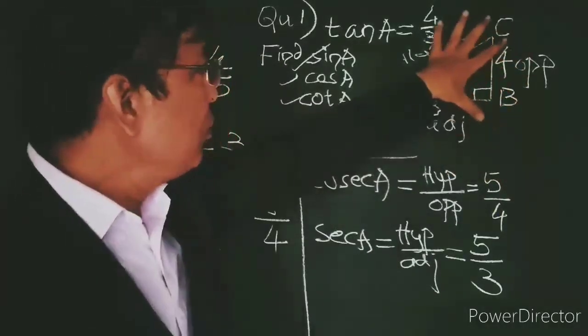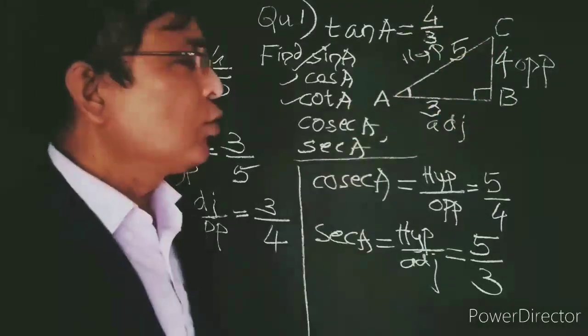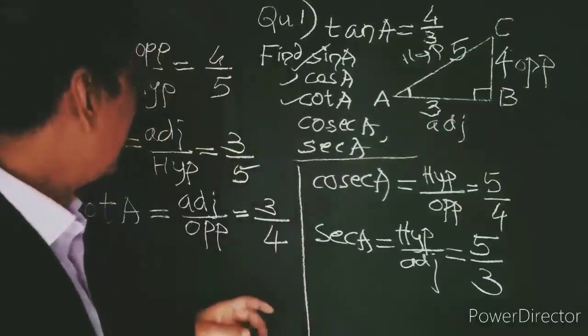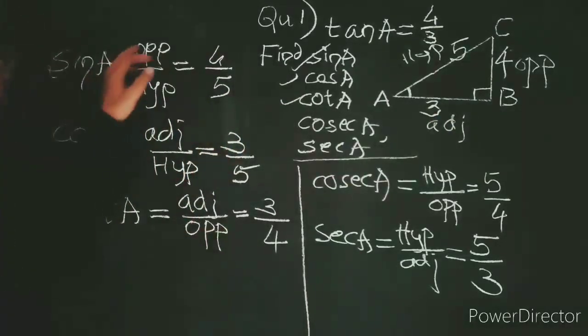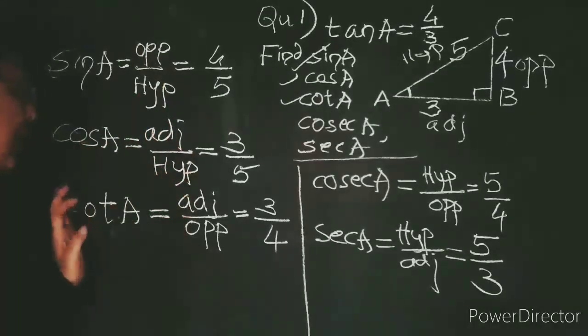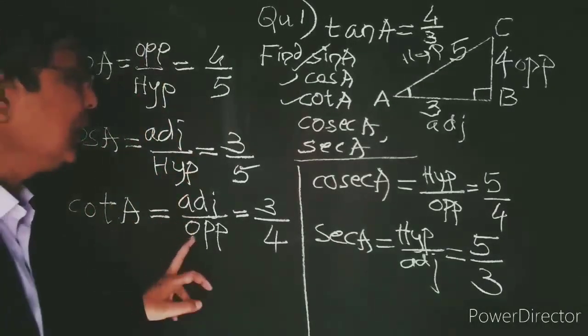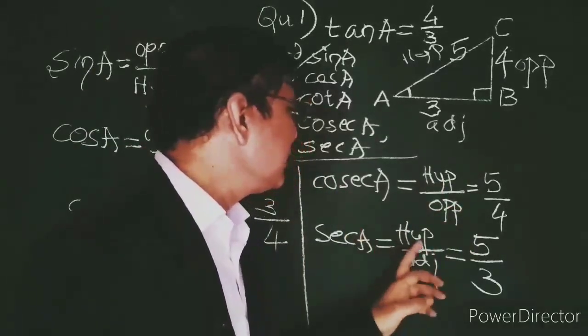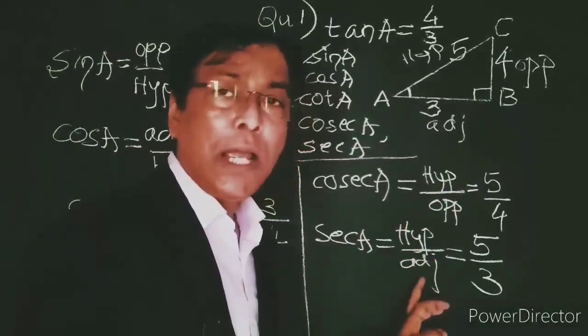Now, when we know the three sides of a right angle triangle, we easily find out sine is nothing but opposite upon hypotenuse, cos is nothing but adjacent upon hypotenuse, cot is nothing but adjacent upon opposite, and cosec is nothing but hypotenuse upon opposite, and sec is nothing but hypotenuse upon adjacent.